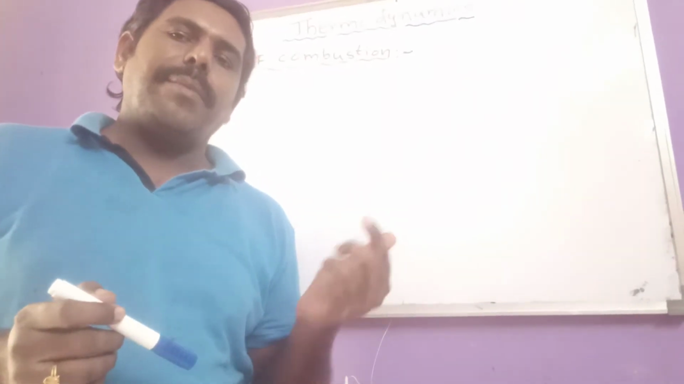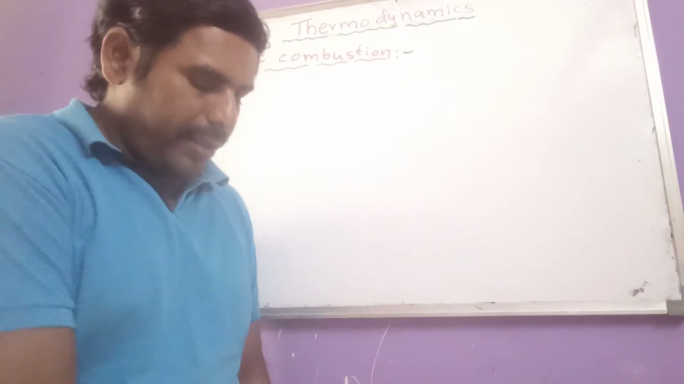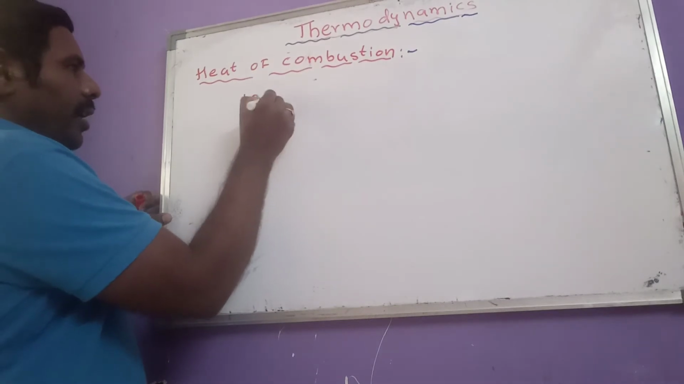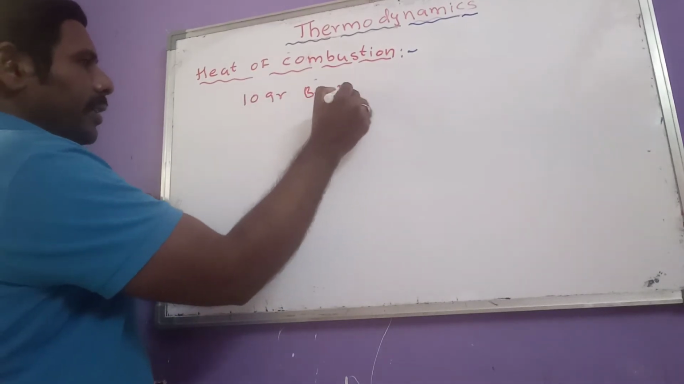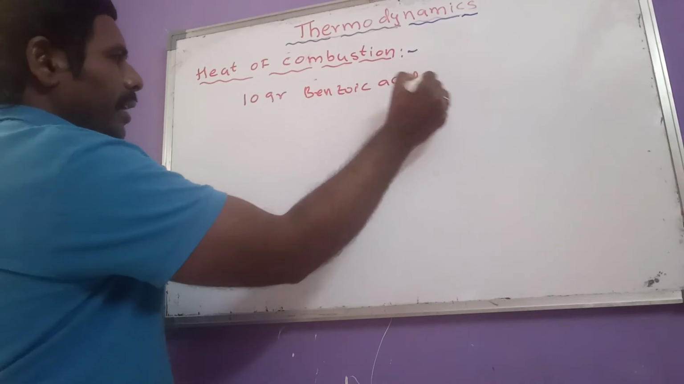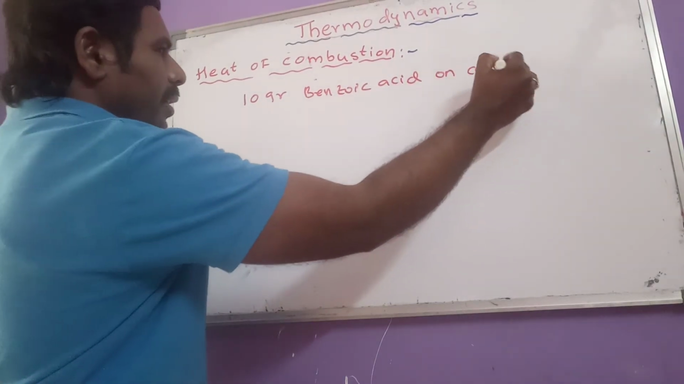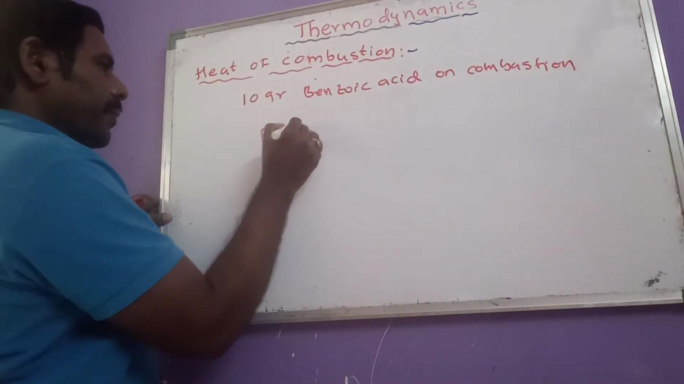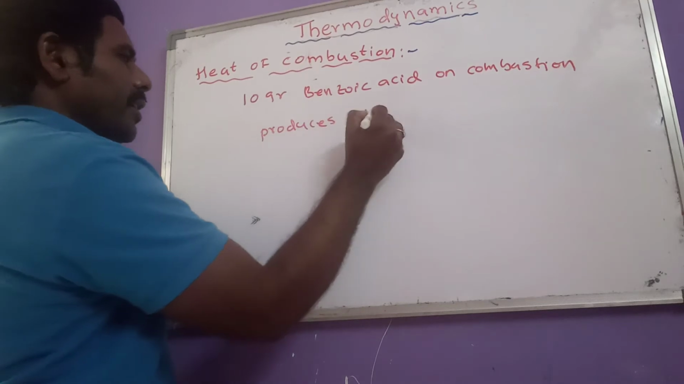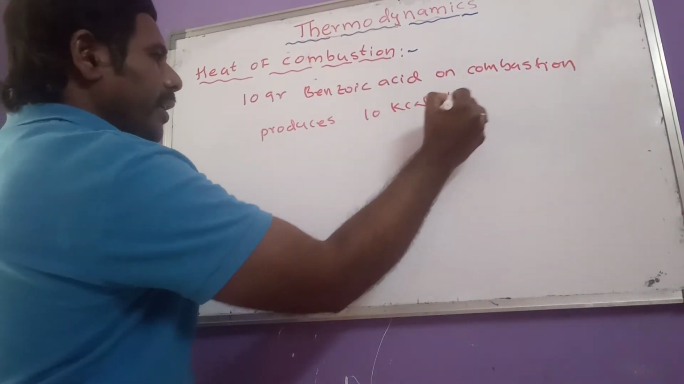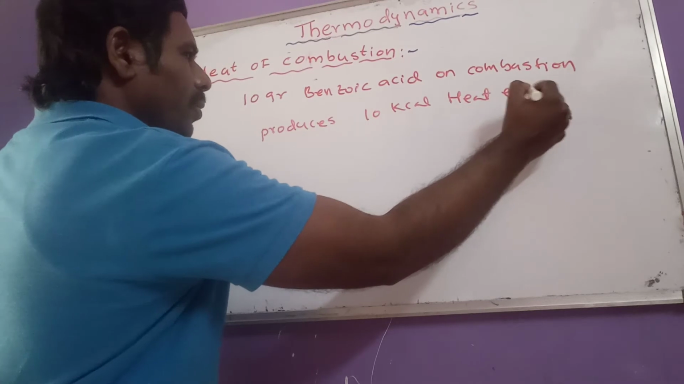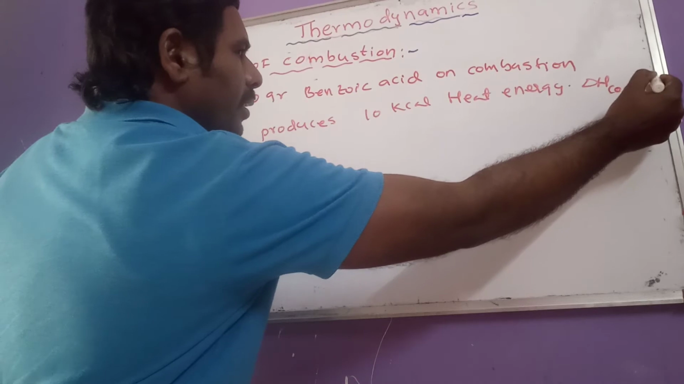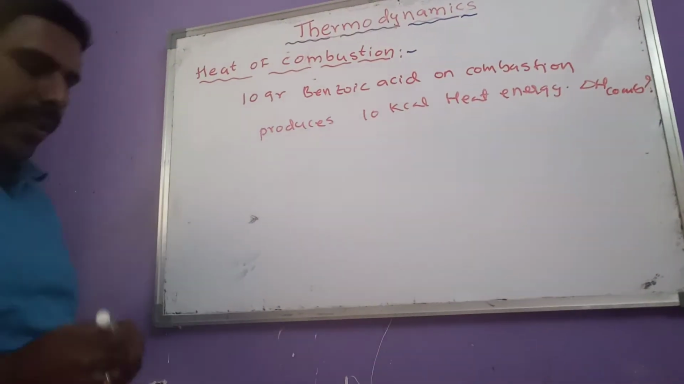Now let us see some important questions regarding heat of combustion. First question is here. 10 gram benzoic acid on combustion produces 10 kilocalories heat energy. Now, what is its heat of combustion?